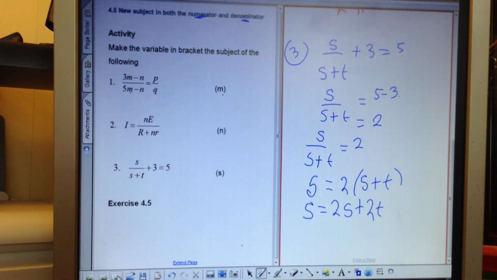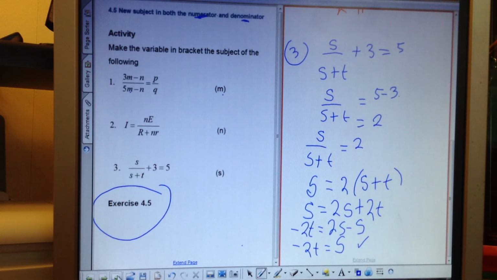That means we can take out minus 2t from both ends. We have got minus 2t, then we subtract s from both ends, and then 2s minus s. That means minus 2t equals s. We're done. Try exercise 4.5.